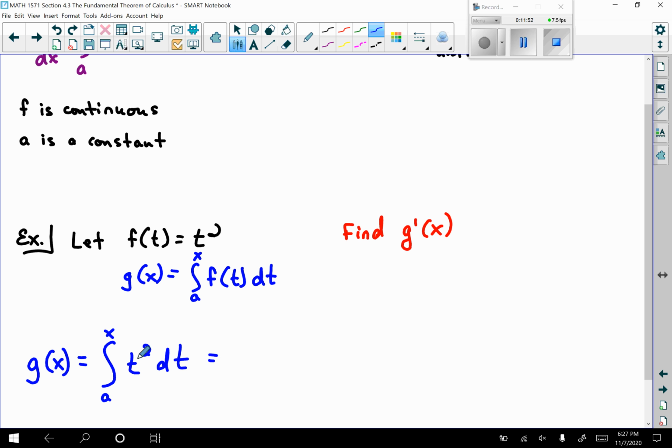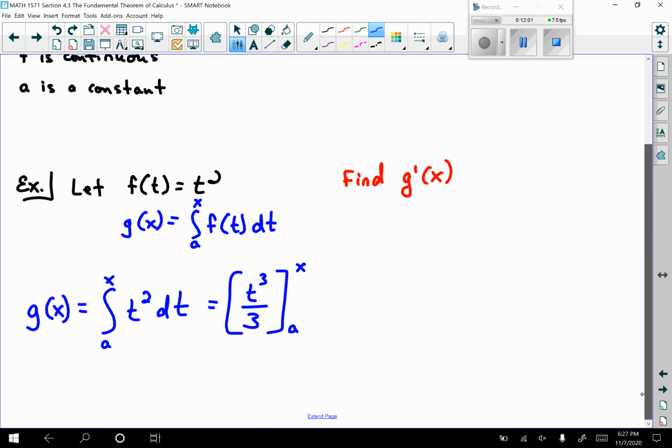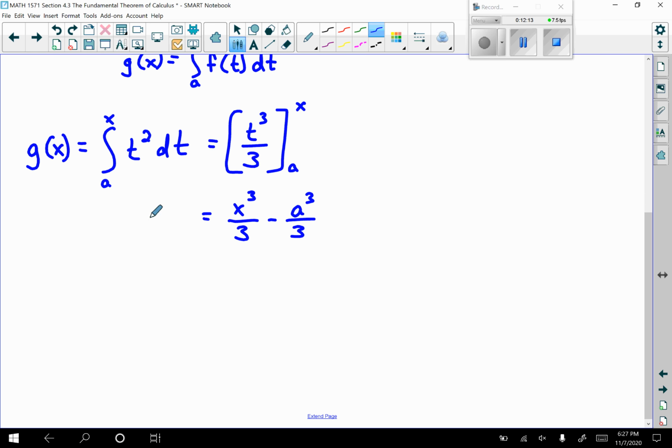So the antiderivative of t squared would become t cubed over 3, and I'm going to evaluate this from a to x. So what this means first is I substitute the x in, so I'm going to get x cubed over 3 minus this lower value in here, a cubed over 3. So this is g of x.